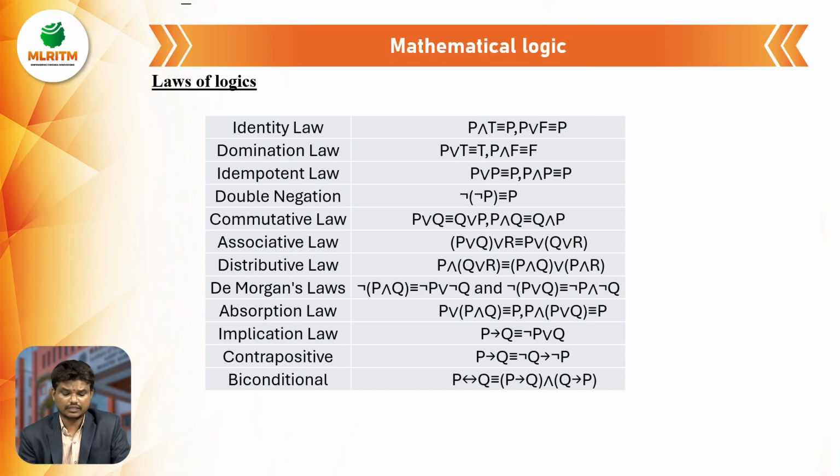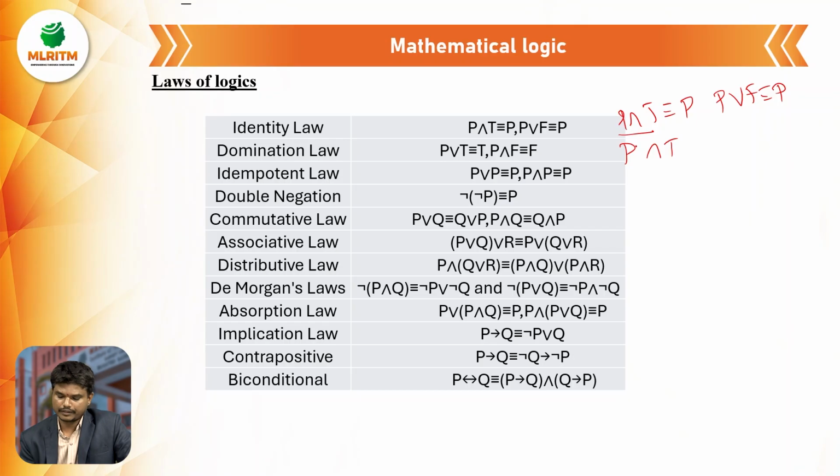So the second method is the logical laws. We have some laws. First one is the identity law. What is the identity law? P and T is equivalent to P, and P or F is equivalent to P. How is it possible? Here we take the LHS, P and T.